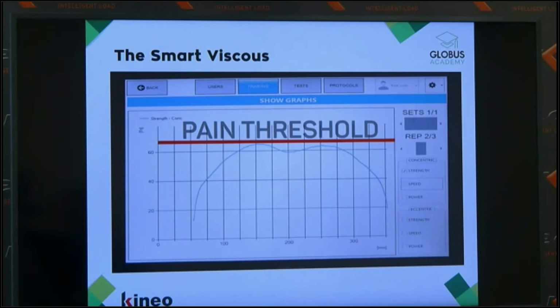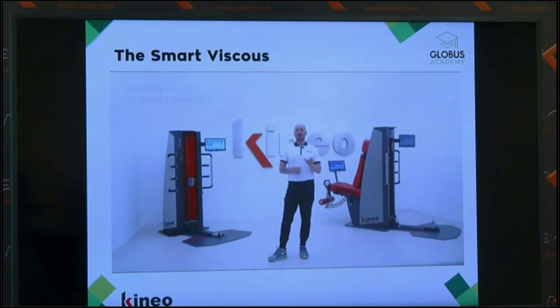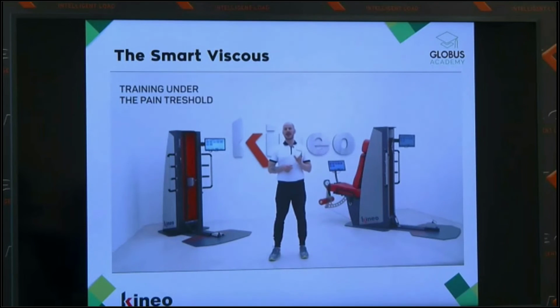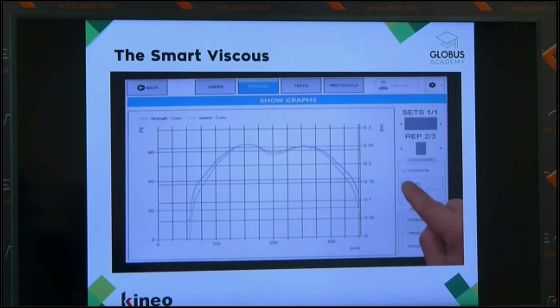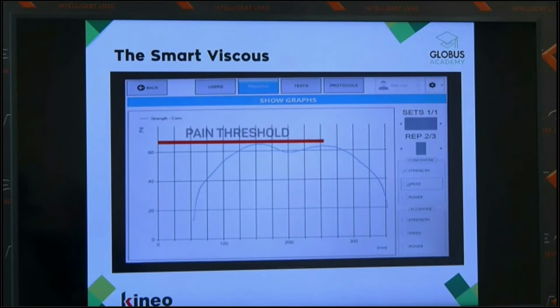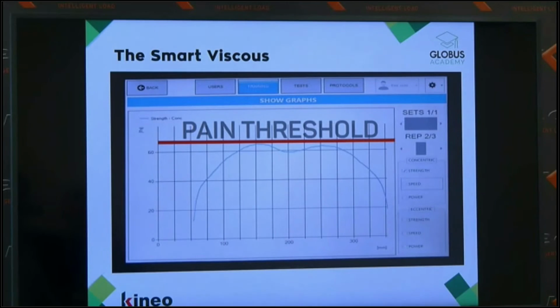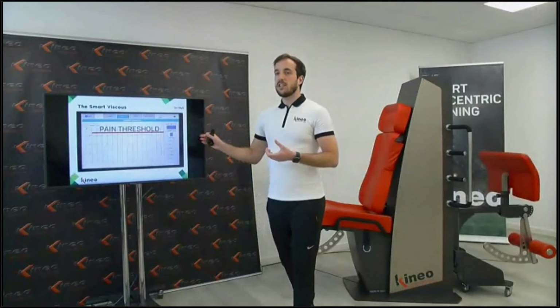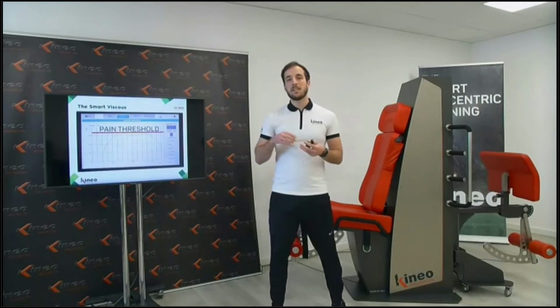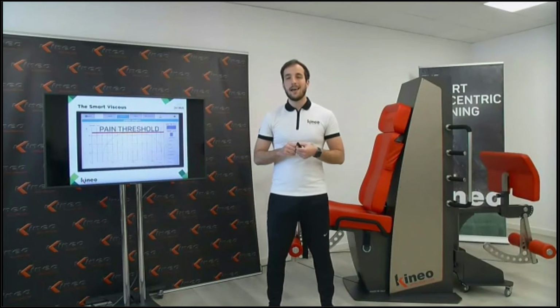All right, we see it again. The smart Viscous method is considered ideal for painful pathologies because the load adapts automatically while staying always under the pain threshold. So, as we see here, the machine is adapting the load based on your execution.